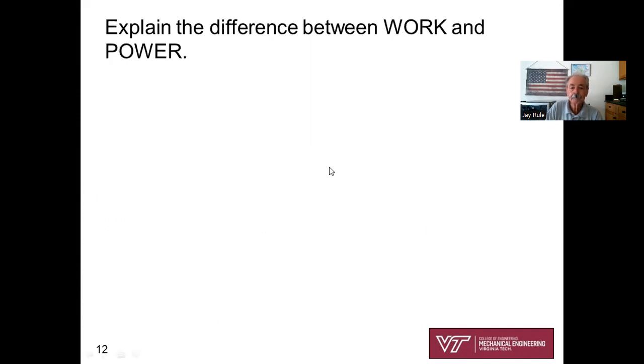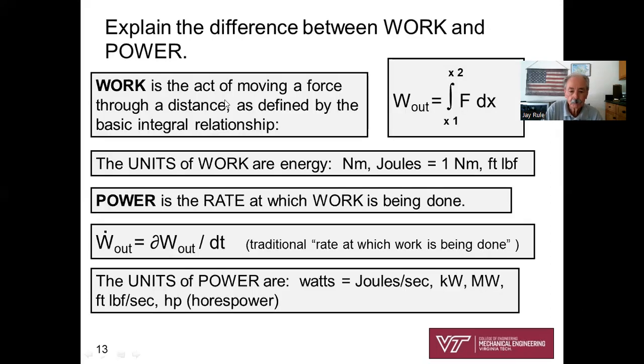Explain the difference between work and power. What's the difference? How are they similar? How are they different? Work and power. Work is the act of moving a force through a distance. This is the way I remember a generic way to express what work is all about: it's the integral of a force dx. That also tells you the units are going to be a force through a distance, or newton-meters.